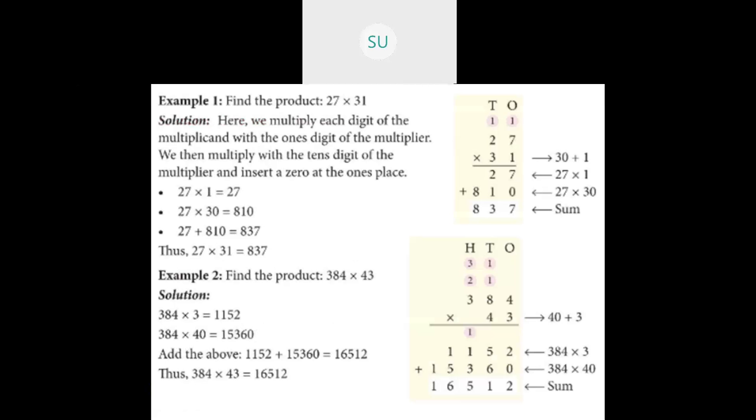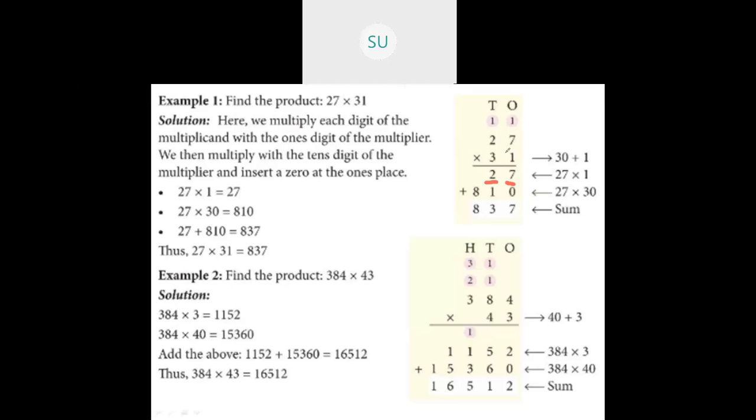So I'll tell you what we are doing. Here, first we multiply 27 with the ones place. Now in 31, the ones place there is 1. So we'll multiply 27 with 1 first. 1 sevens is 7 only. Then 1 two is 2. So 27 into 1 is 27.